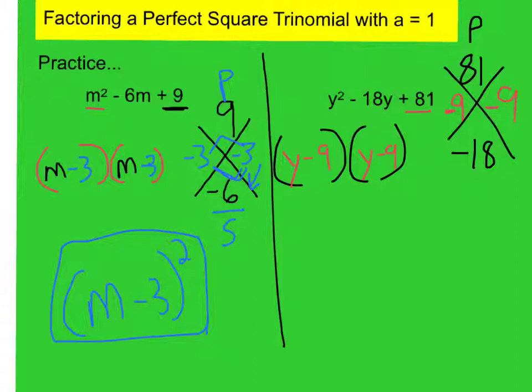And remember, I will write just one answer. My final answer is the difference of y minus 9 squared. And that will give us, the two negative 9s will give us a positive 81, and the two negative 9s added will give us a negative 18.